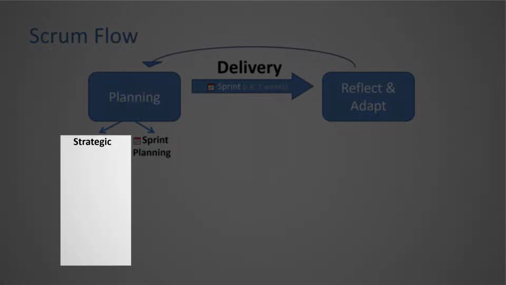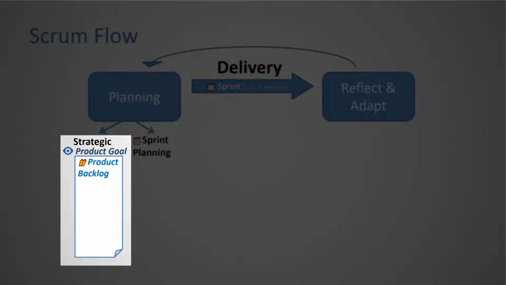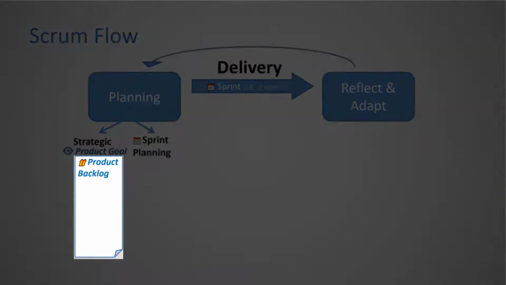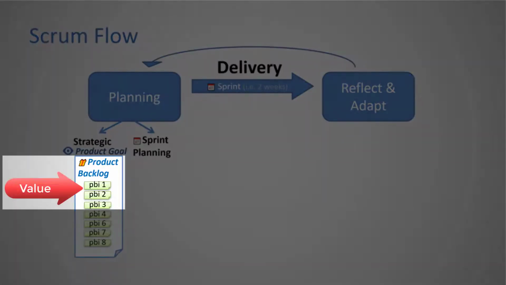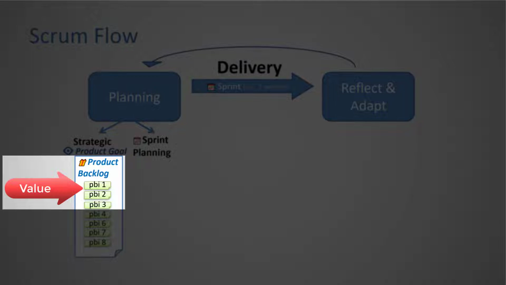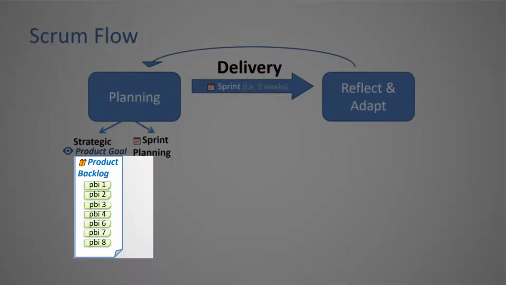At a more strategic level, there will be a vision or product goal and a product backlog, which is basically a wish list with everything that we would like for the product. The product backlog contains product backlog items. The most valuable items are usually on the top. The product backlog is maintained by the product owner.